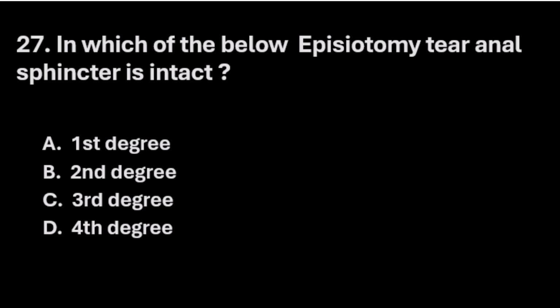Next question: in which of the below episiotomy tears is Hannon's inter intact? Option A, first degree, option B, second degree, option C, third degree, and option D is fourth degree. The answer is option D, second degree.